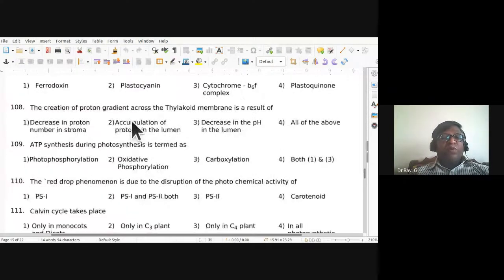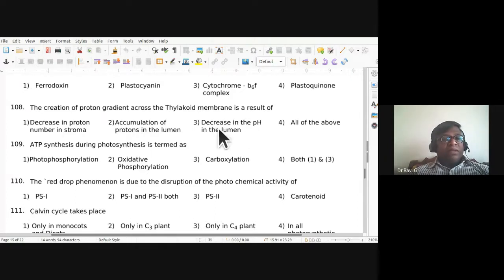The creation of proton gradient across the thylakoid membrane is a result of decrease in proton number in stroma, accumulation of protons in the lumen, decrease in the pH in the lumen, or all of the above. So the answer is all of the above. There is decrease in proton number in stroma, accumulation of protons in the lumen, and decrease in the pH in the lumen. All these are going to create a proton gradient across the thylakoid membrane.